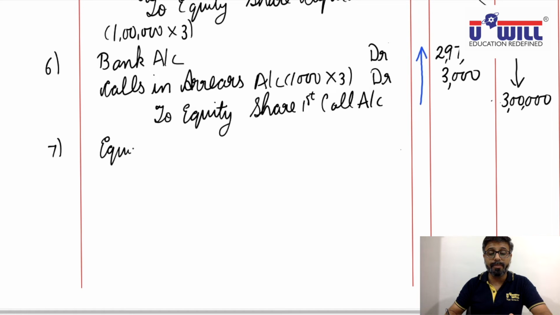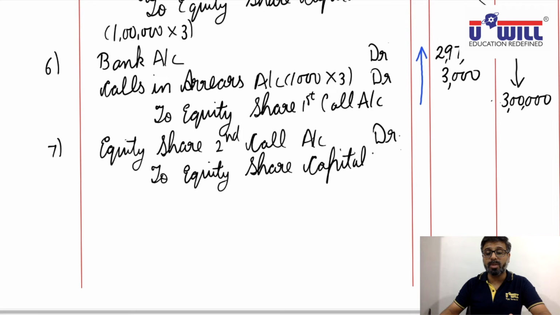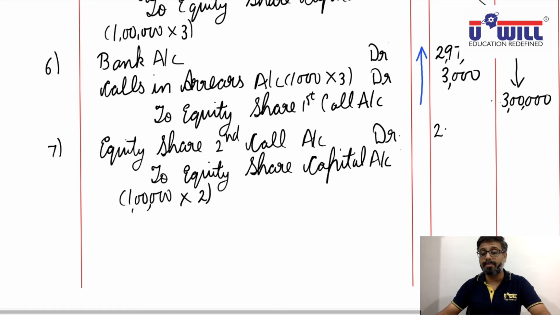Now exactly the same way, two entries of second or final call. Equity share second or final call account debit. Final call money is receivable, so debit the receivable, and you straight away transfer it to equity share capital account. Now what did I tell you? All entries we have to pass with what number of shares? 1 lakh. So 1 lakh into final call money of 2 rupees, 2 lakhs.